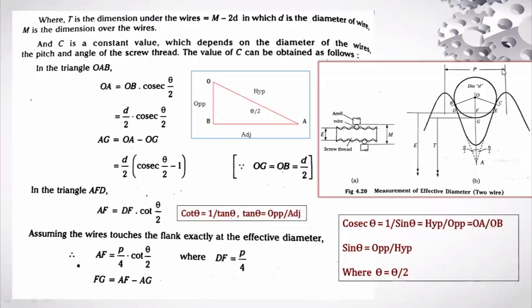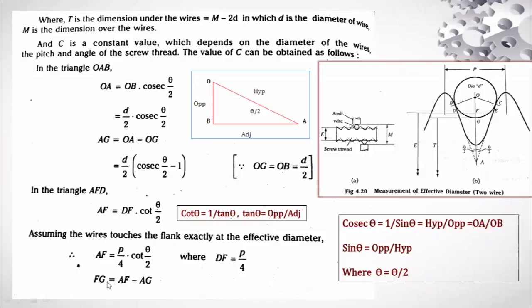So 1 by 4th of the pitch is the DF value. That is the meaning. A quarter value of pitch is DF. So that's why here it is represented as P by 4. The value of P by DF is P by 4 into cot theta by 2. All of you understood now? Till this, no confusion.